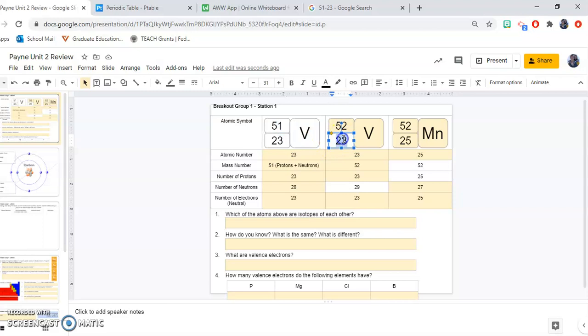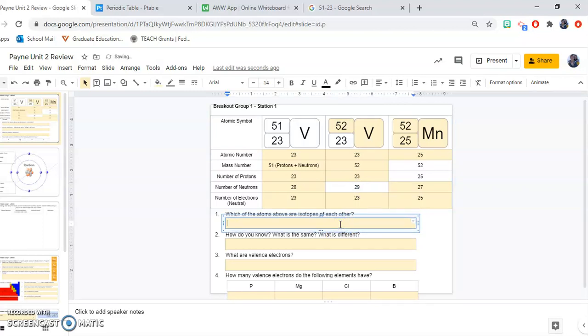They have the same number of protons, so that checks out. And their mass numbers are different, which means they must have a different number of neutrons, considering they have the same number of protons but different mass numbers. That difference must come from their neutrons. We can look down here at their number of neutrons, right? We have one that has 28 neutrons and one that has 29. So clearly, the answer here would be yes.